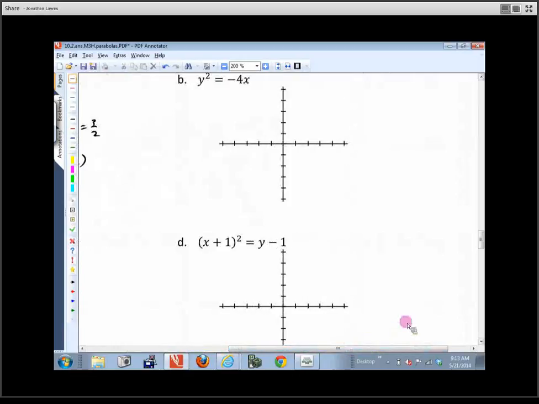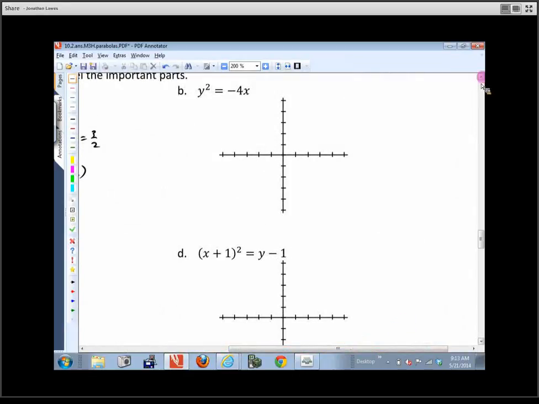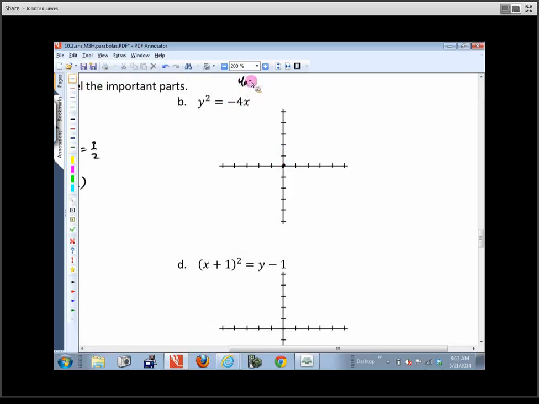Okay, let's take a look at the next one. Cameron, which way does this one open? How can you tell? Okay, but if it's negative, it could open down, right? How do you know it opens to the left? Okay, so if the y is squared, that narrows down our choices to left or right. And because it opens to the left, it's going to be negative. So vertex at the origin. We've taken care of the sign. That tells us what direction it opens. 4a is the same as 4, so that means a is equal to 1.